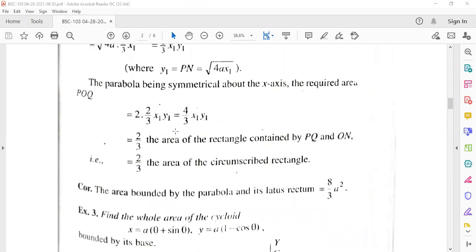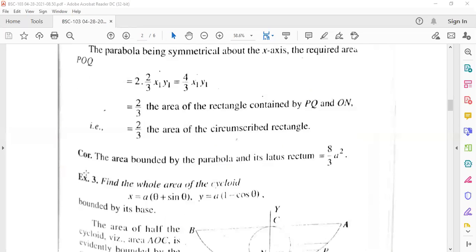So this 4 by 3 can be written as 2 by 3 into 2 x1 y1. This 2 x1 y1 means the area of the rectangle contained by PQ and OA. That is 2 by 3 into the area of the rectangle. So the area bounded by the parabola and its latus rectum is 4 by 3 a square, because 2 by 3 and the area of the rectangle is 4 a square. So it is 8 by 3 a square.